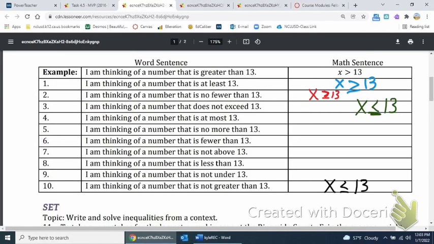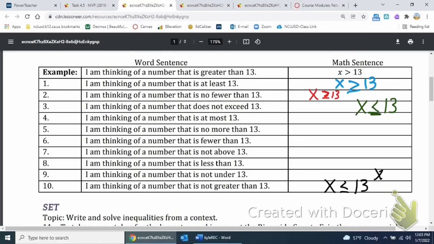Let me find one that doesn't have an equal to. Let's do 6. 9, you said? So if it's not under 13, it can be greater. It could also be 13. So that would be a greater than or equal to.